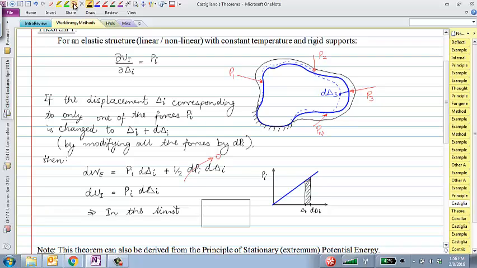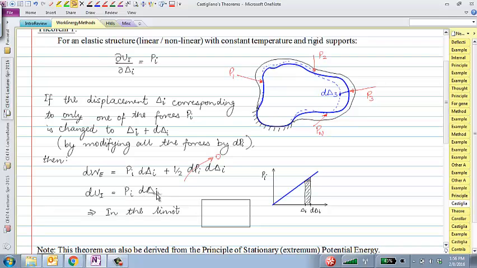Let me ask you this. Do any of the other forces do work? Why did I not account for P1, P2, Pn, and so on? Correct. We are saying that we're going to move delta D3 in this case, or delta I, while keeping the displacements of all the other loads constant. So that's why all the other forces don't do any work.